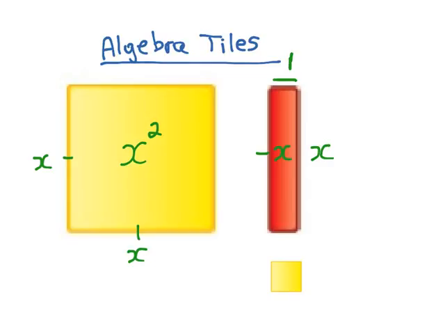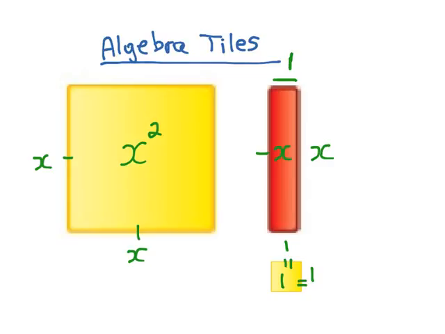Now let's take a look at the small square. Each side has a length of 1 unit. 1 times 1 is 1. The area of this square is going to be 1 unit. So whenever you see a yellow little square, it's going to be a unit of 1.